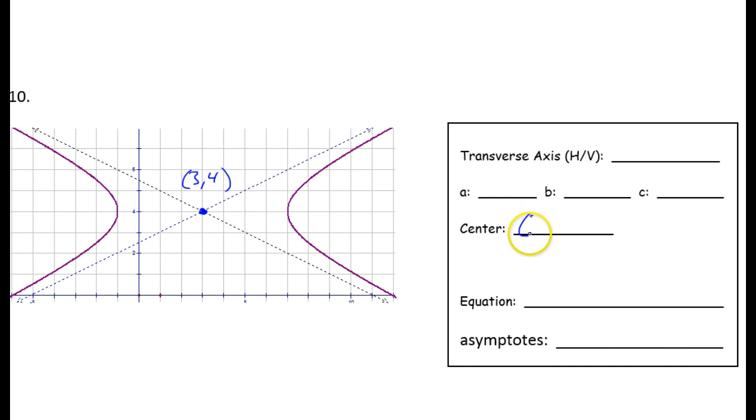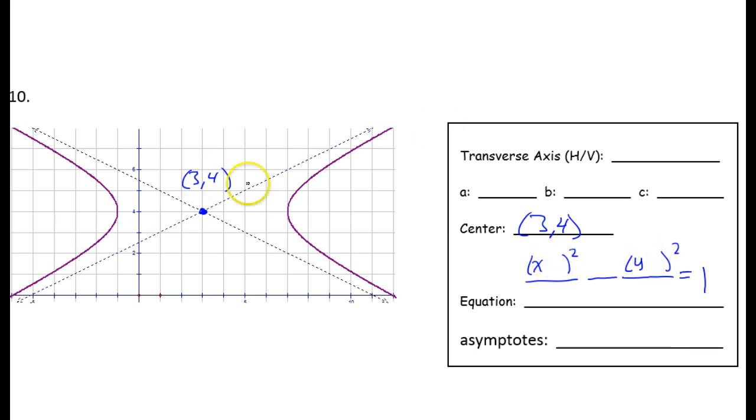All right, so the center is 3, 4. So let's go ahead and start making the equation of this hyperbola. I know it's going to be a fraction minus another fraction equal to 1. Because this is a horizontal hyperbola, I know that the x term is going to be first. So this is going to be x minus h squared and then y minus k squared over there. But the h and the k are the 3 and the 4. So let's go ahead and fill that in.